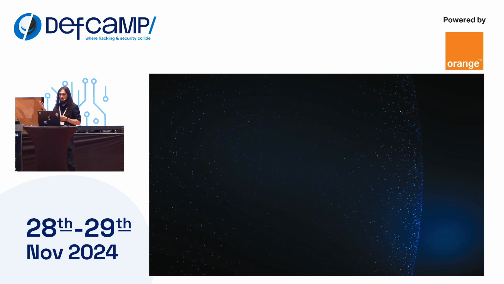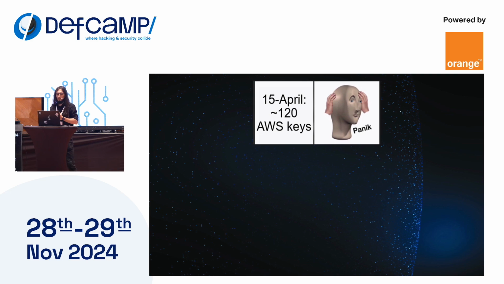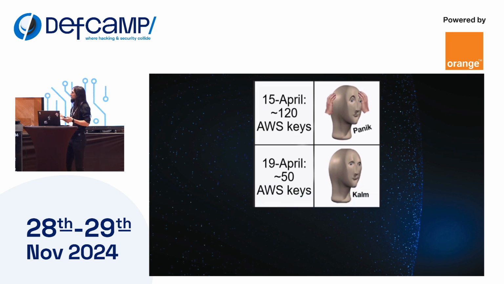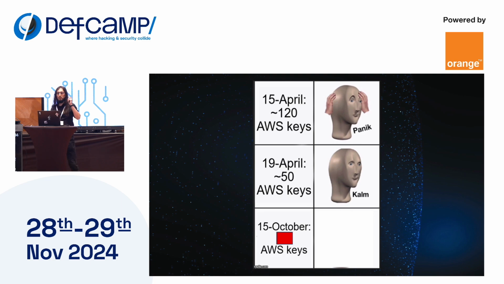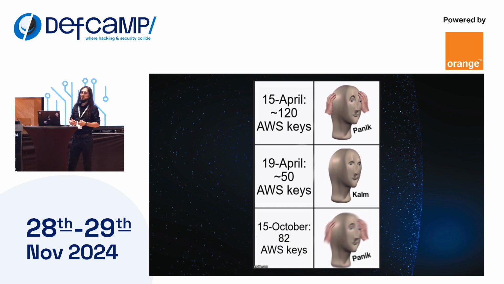On the 15th of April, we had about 120 AWS access keys. That was bad. Thankfully, a few days later, AWS notified the client, and now there were only 50 AWS access keys. This is good. Now, we checked a bit later how many keys were valid. What do you think? 82. So, almost half a year later, 32 more AWS access keys were now back to being valid.